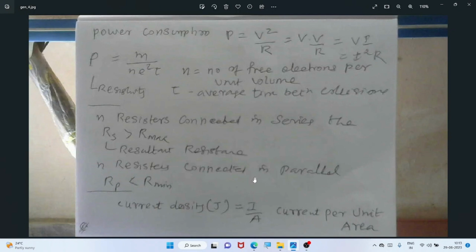Current density J equal to current per unit area, I by A.